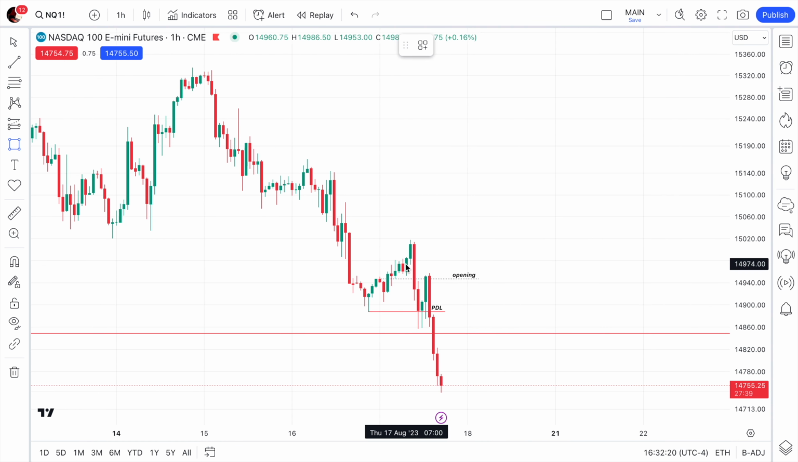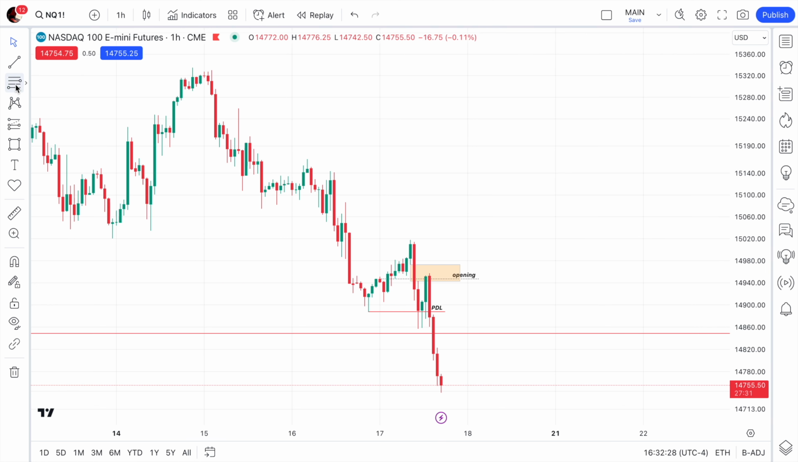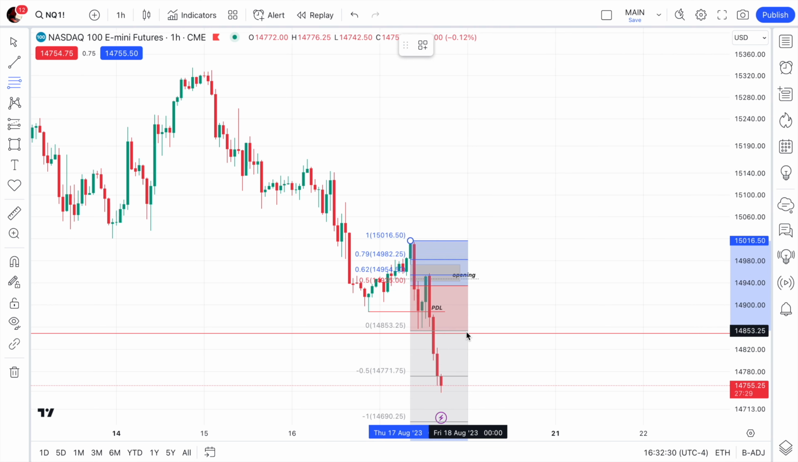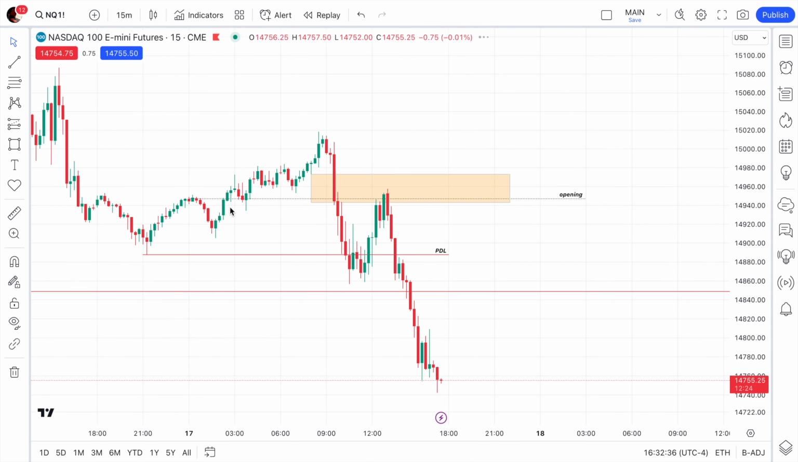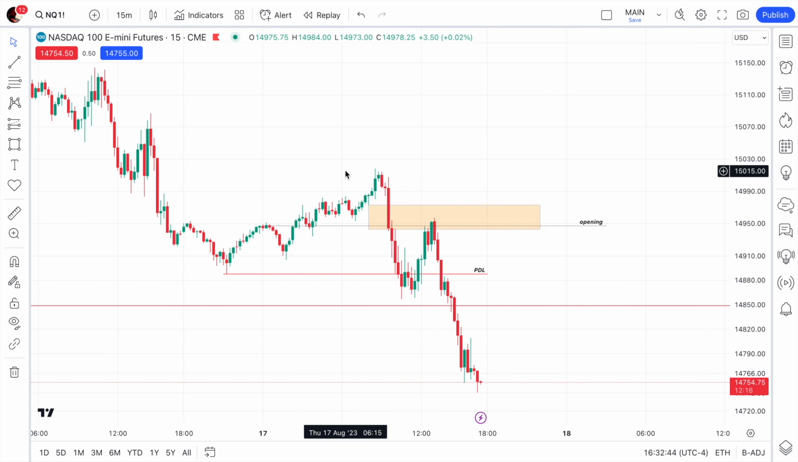We retraced right up into this 1 hour fair value gap right here. So optimal trade entry into that imbalance and these two up close candles here. So we have our premium array established. Within that 1 hour imbalance, we also have this 15-minute. You see that? And then one more I'll throw in there is this breaker.